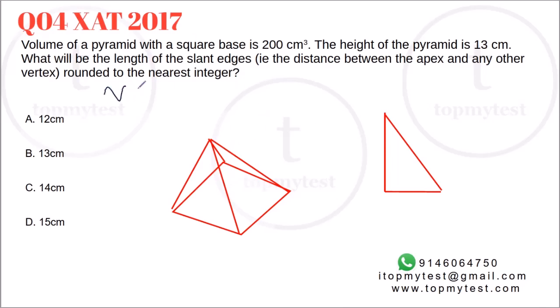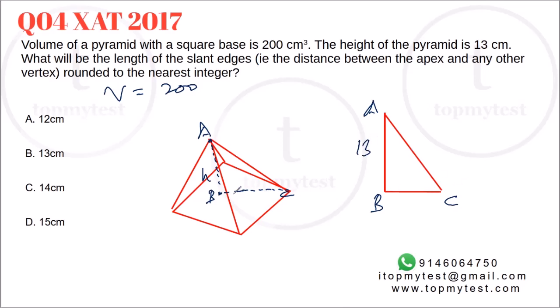The volume is given as 200. Height of the pyramid is given, right? H is given. Now we need to find the slant height of the pyramid, not the height of the triangle face, but the length of the edge which joins the two vertices, right? So if I again name this A, B, and C, here AB is given as 13.